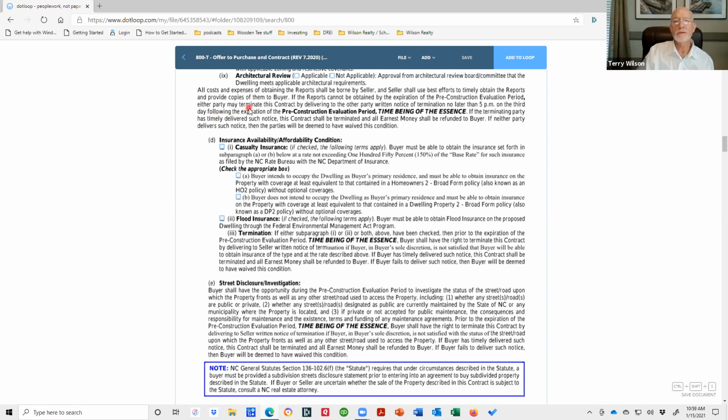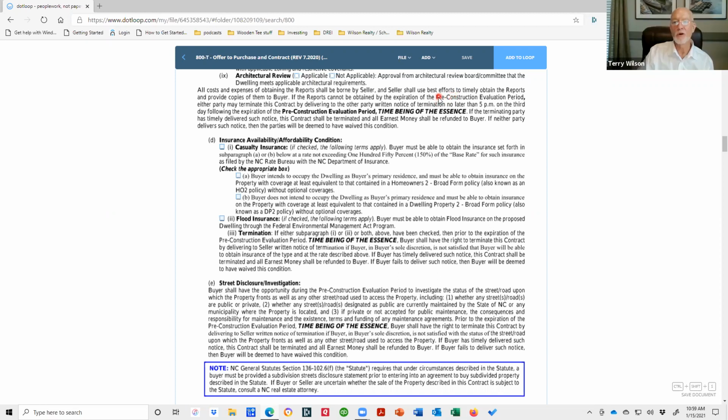Well, yeah, that's a good question. Shall use their best efforts to timely obtain the reports and provide copies to the buyer. If the reports cannot be obtained by the expiration of the pre-construction evaluation period, either party may terminate this contract. Right, exactly. They have up to 3 days after the termination to say, I couldn't get the report. But even if they got the report a day or two later, they would still be in violation and could give notice if they wanted to, right?